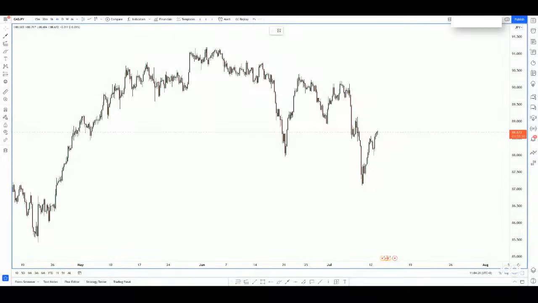Hi everyone, welcome to today's trade of the day. For today's trade of the day I will be looking at CAD yen, right? So what I have here is CAD yen on the 4 hour.